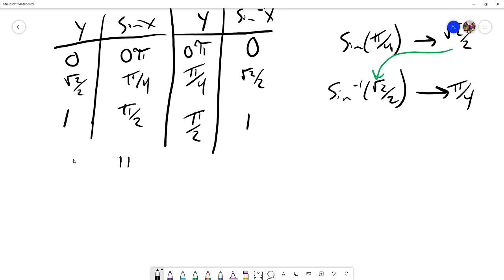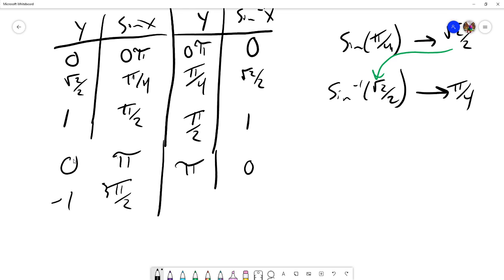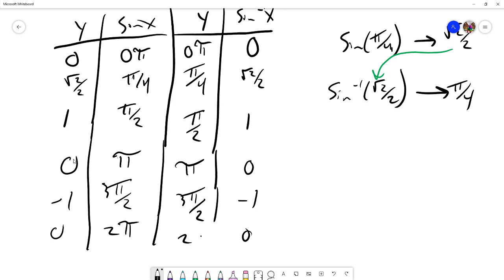If I plug in pi, that's 0. 3 pi over 2, that's negative 1. So if I plug in negative 1, that's 3 pi over 2. 2 pi gives out a 0. So if I plug in 0, we get out 2 pi. And notice we get the same problem as last time. Notice 0 gives 0, pi, and 2 pi. We have the same input, the same x value, but we get out a different y value.